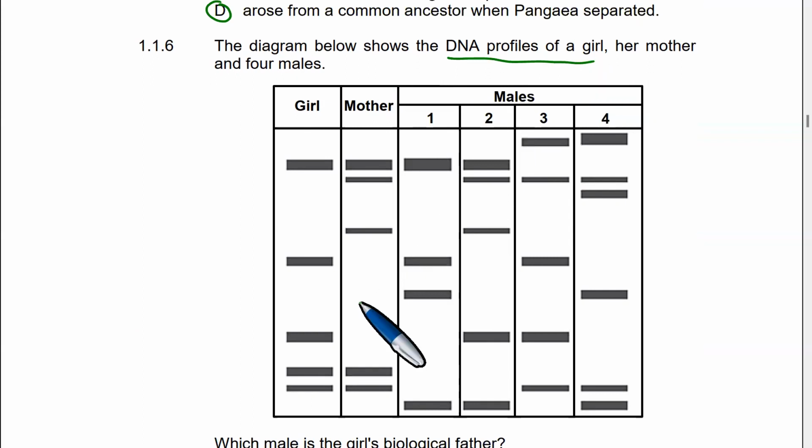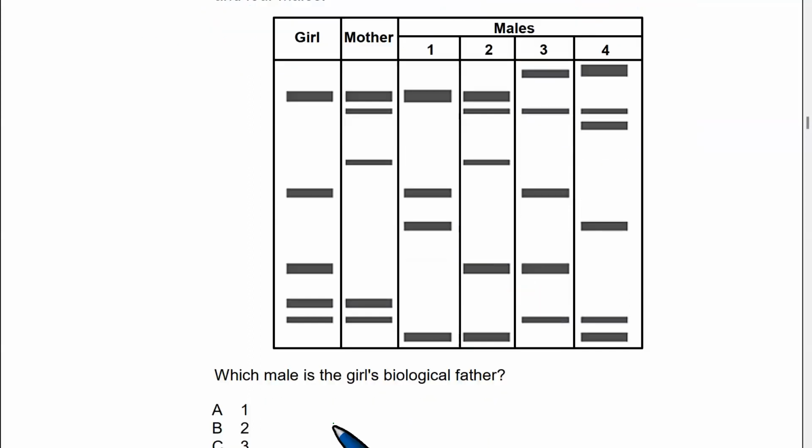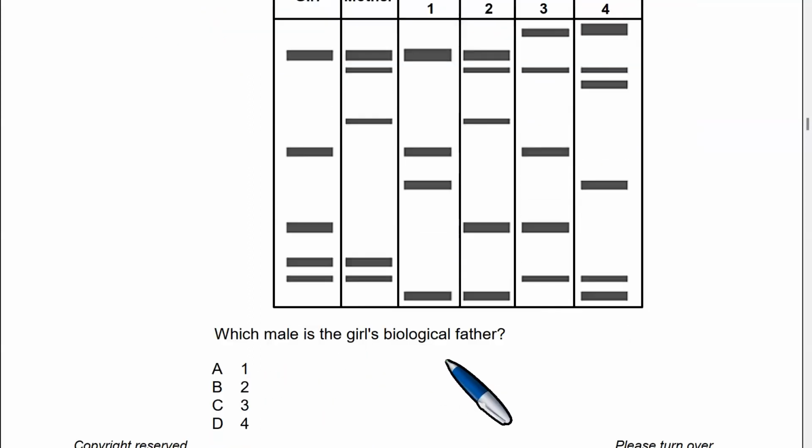The deoxyribonucleic acid of a girl, her mother, and 4 males. Here's the girl and the DNA profile of the mother. The 1, 2, 3, 4 males, each one has their DNA profile. You can see the DNA profile of each of the males is different. Now, if you look at the rest of this, which male is the girl's biological father?